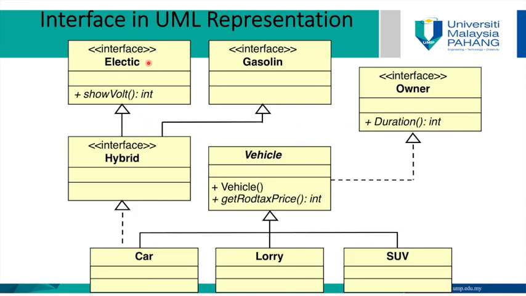So here we have four interfaces: interface hybrid, interface electric, interface gasoline, and interface owner. You can see that all of these will inherit from our regular class, which is the car class. Interfaces allow multiple inheritance, instead of the abstract class earlier, which did not allow multiple inheritance.